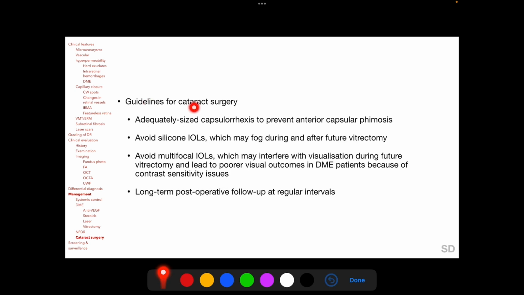So guidelines for cataract surgery in eyes of patients with diabetes include an adequately sized capsulorhexis to prevent anterior capsular phimosis formation, avoiding silicone IOLs which may fog during and after future vitrectomy, and avoiding multifocal IOLs which may interfere with visualization during future vitrectomy and/or may lead to poorer visual outcome in diabetic macular edema patients because of contrast sensitivity issues. Long-term follow-up following cataract surgery at regular intervals is imperative in these patients.